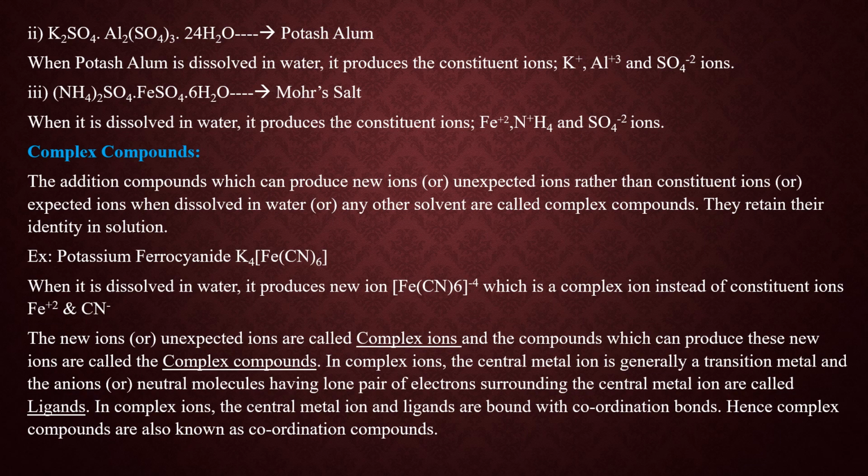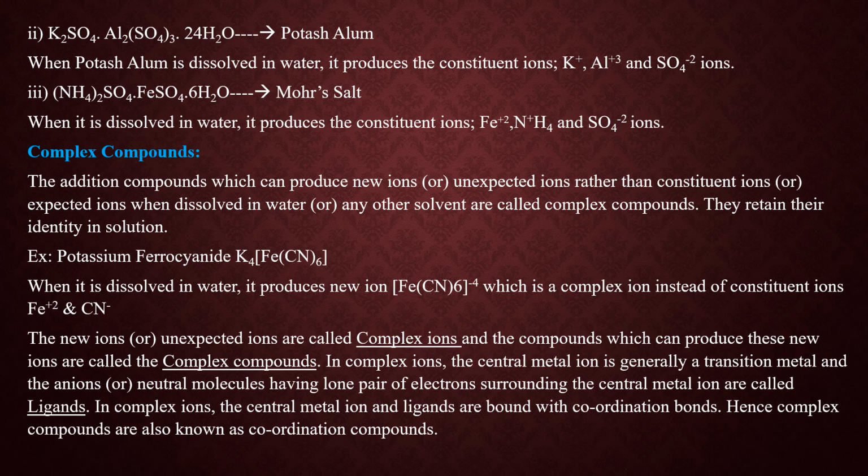Second example, K2SO4·Al2(SO4)3·24H2O. This is called potash alum. This is obtained by mixing or evaporating a solution of potassium sulfate and aluminium sulfate. Now, when this potash alum is dissolved in water, can you guess the ions being produced, students? K+, very good, Al3+ and also SO4 2- ions. Potassium, aluminium and sulfate ions are produced when potash alum is dissolved in water.